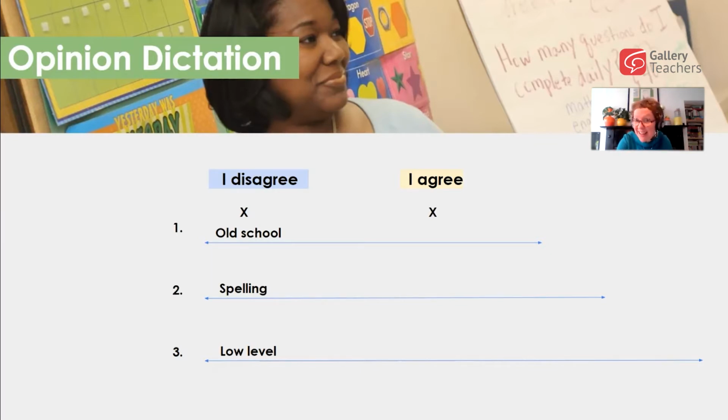And then we would check whether you got the statements right. Okay, so the first statement was dictation is old school. And then I would ask you in your groups to discuss your opinions. Where did you put your crosses and why? Did you agree with your partners or disagree? Can you come to a consensus?